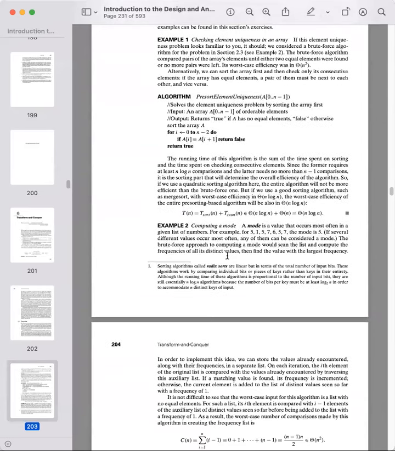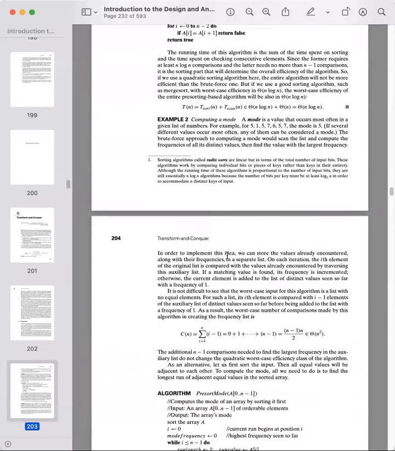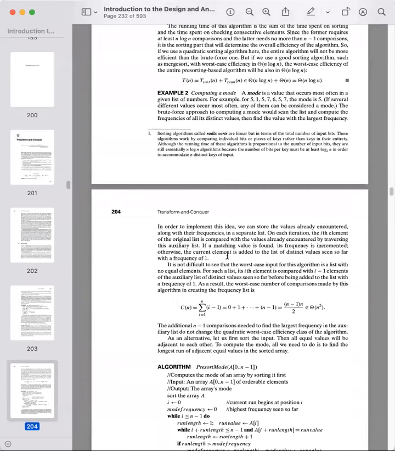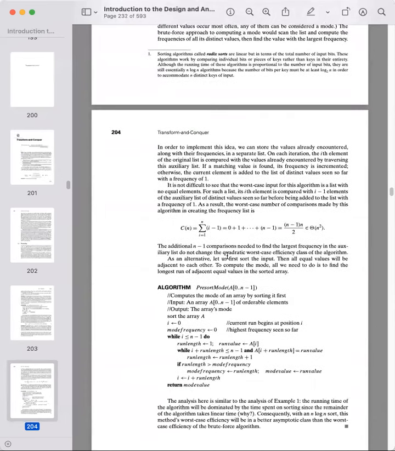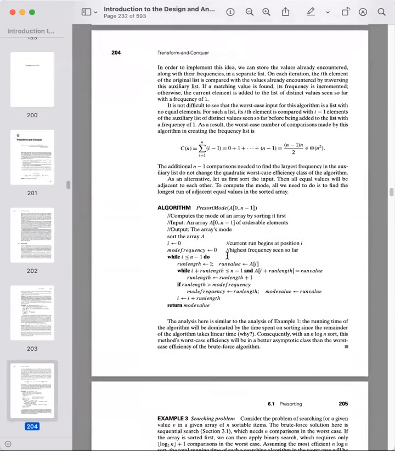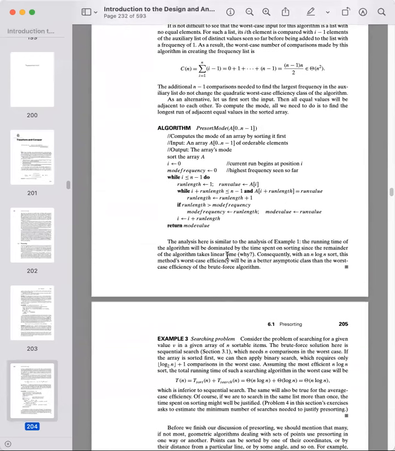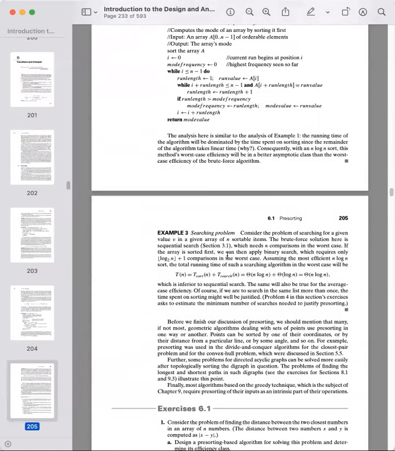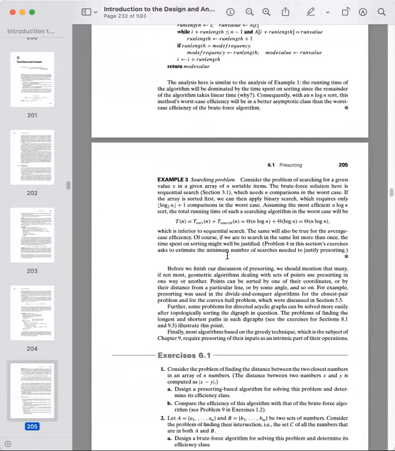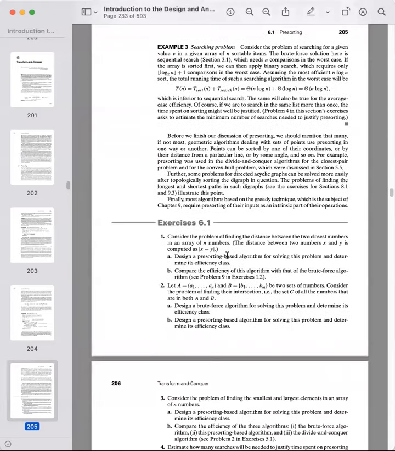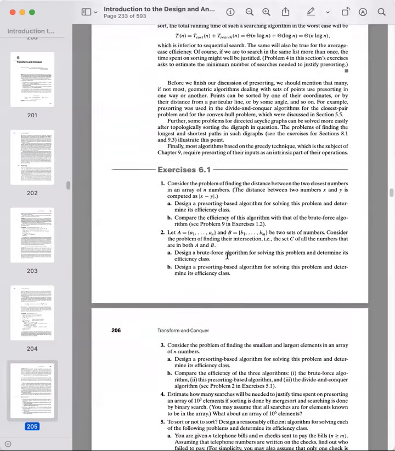There's another one here of computing the mode, which you can go through. And there's the pre-sort mode and all that stuff. I think it's pretty straightforward. There will be a couple of homework problems, 1 or 2 from this.